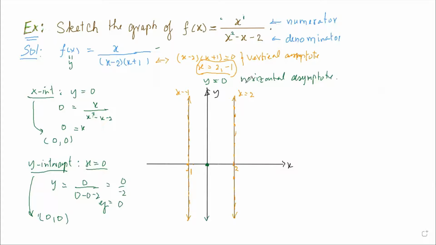And the horizontal asymptote is y equal to 0. So that means this line. You can make a broken line here, because y equals 0. So you draw the broken line exactly on the x-axis. So y equal to 0 is the horizontal asymptote. Now we have this intercept point here. Now we can start to plot the graph.